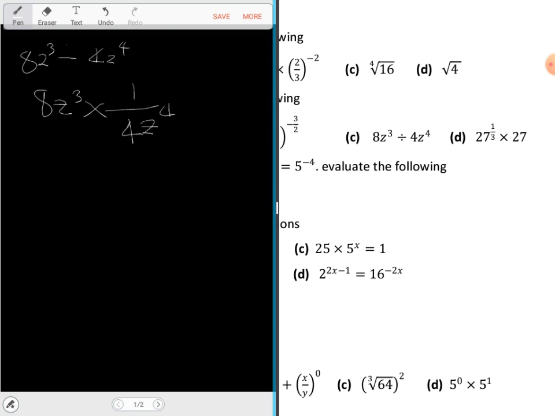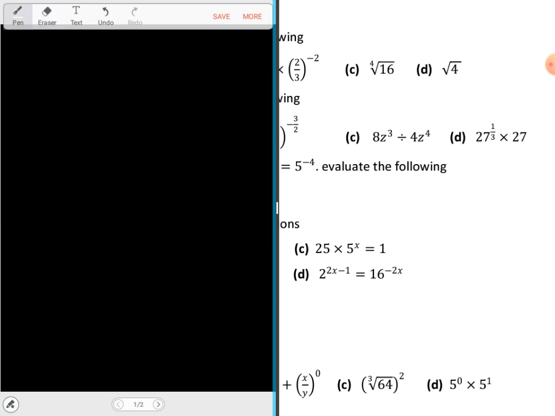Now we know 4 can go into 8 2 times. Here you have 3 z's, here you have 4 z's. So automatically 1 z will remain here. So you have 2 times 1, you have 2. And here you have 1 times z, so the answer is 2 over z.